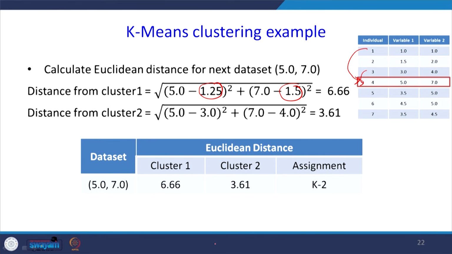From cluster 2, the distance is (5 minus 3) whole square plus (7 minus 4) whole square, that distance is 3.61. So, this value we brought in the table format. The data set is 5 comma 7. From cluster 1, the distance is 6.66. From cluster 2, the distance is 3.61. So, this point is very close to cluster 2. So, we are going to assign this point to cluster 2.